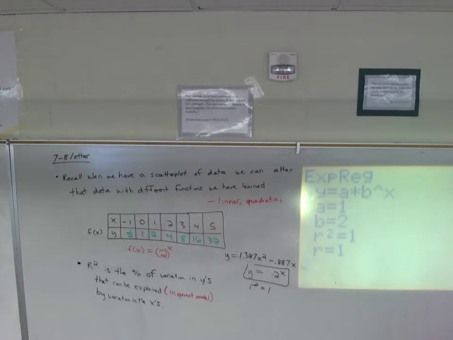I still hate how it doesn't have that. I'll fix that. Yours, you have to turn an option on. So okay, if you're not seeing r and r squared, let me know, and I'll help you turn that option on.